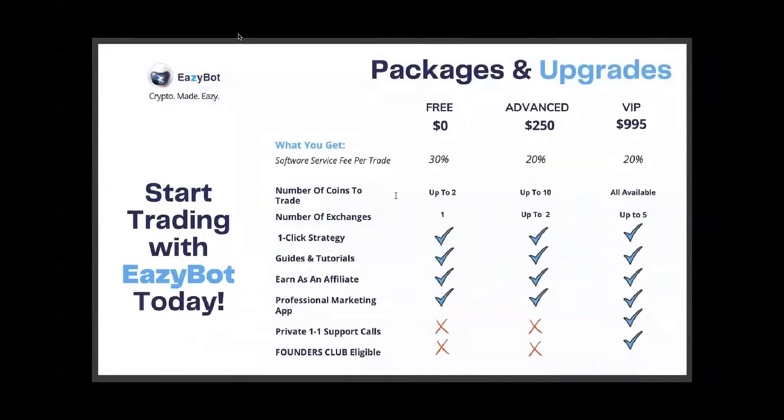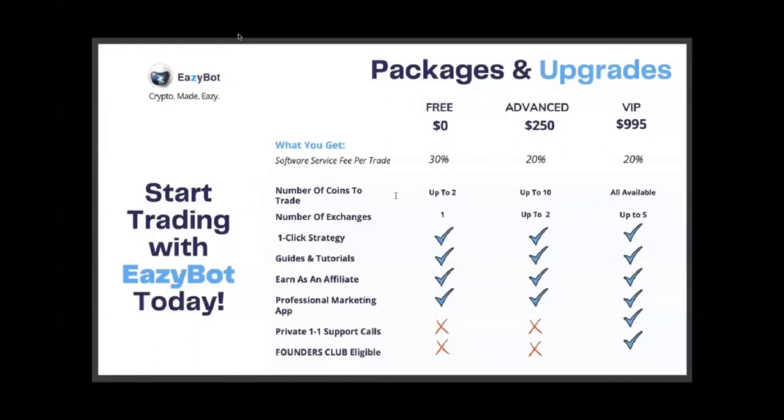So we have a free package everybody has access to. We have an advanced package and a VIP package. So let's start with the free package. So here's what you get. You get to trade up to 2 coins on one exchange. You get access to our world-class one-click strategy setup. You get access to guides and tutorials, our affiliate program, professional marketing app, and it's absolutely free for you.